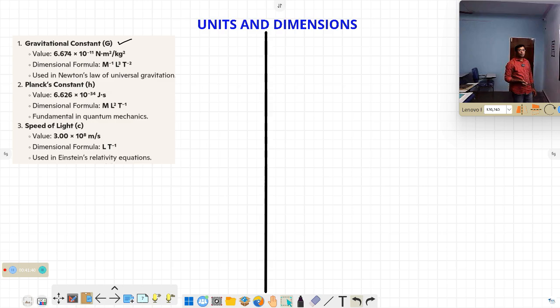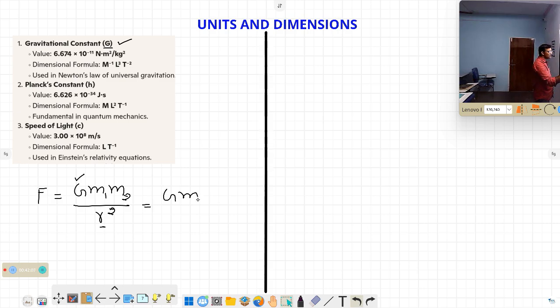First one, gravitational constant. We indicate the gravitational constant with the capital G. The gravitation formula is F equal to G into m1 into m2 by r square, where G is called the universal gravitation constant, m1, m2 are the masses, and r is the distance between the two masses. So for two equal masses, I can write this simply as G into m square by r square.